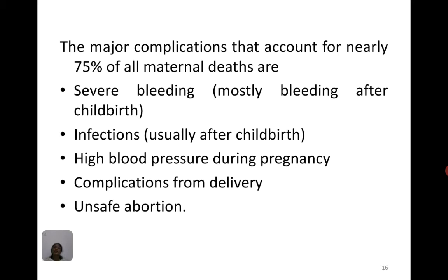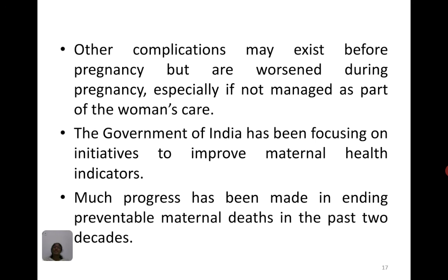The major complications that account for nearly 75% of all maternal deaths are severe bleeding, that's mostly bleeding after childbirth, infections after childbirth, high blood pressure during pregnancy, complications from delivery, unsafe abortion. Other complications may exist before pregnancy but are worsened during pregnancy, especially if not managed as part of women's care.